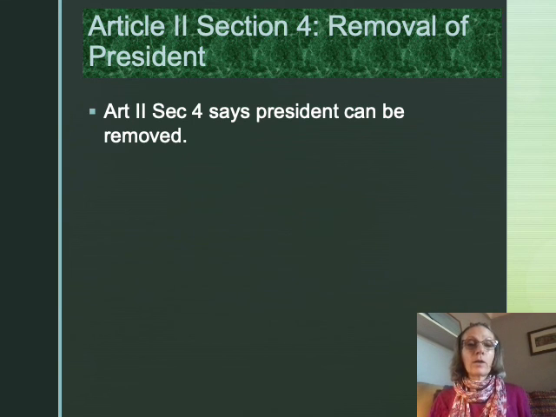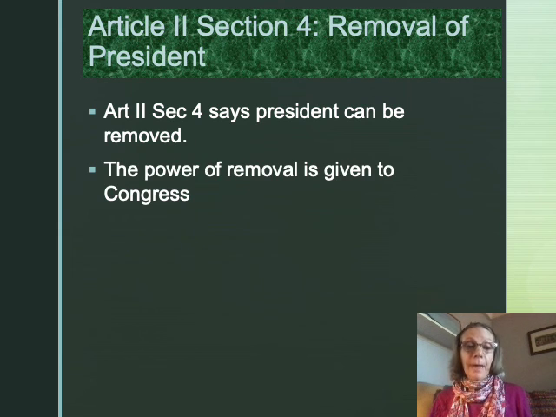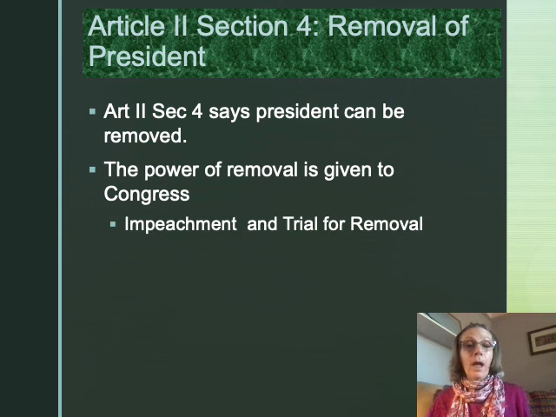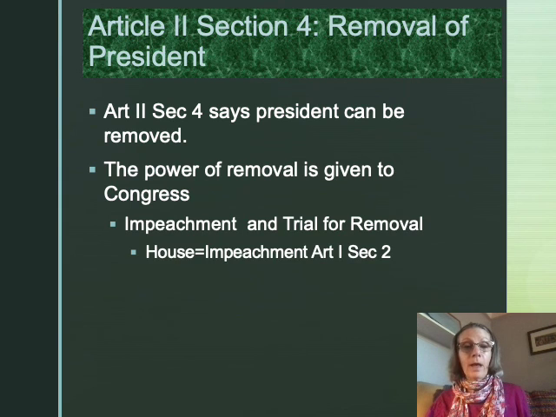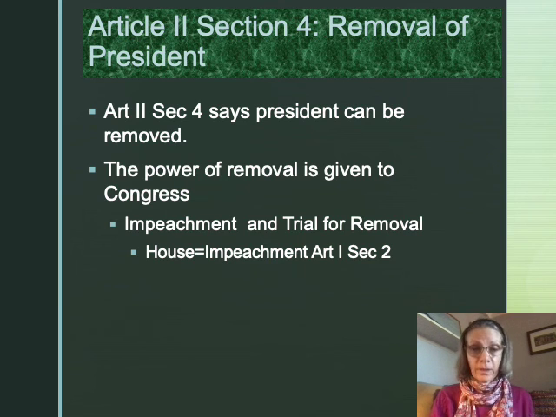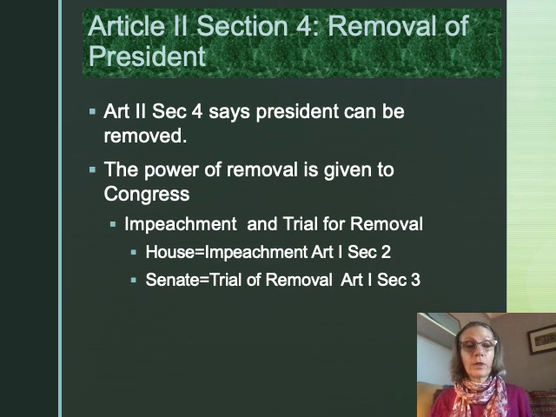Okay, so Article 2, Section 4 says that the president can be removed from office. But the power, the mechanism, the actual process for the removal is given to Congress, okay? And so when you look at Article 1, you'll see that the power of impeachment and the power to try a president for removal from office is given to the legislative branch. The House of Representatives has the sole power of impeachment. That's in Article 1, Section 2. And the Senate has the sole power to have a trial in order to remove the president. And that's in Article 1, Section 3.